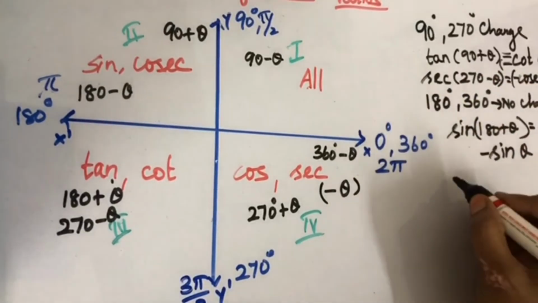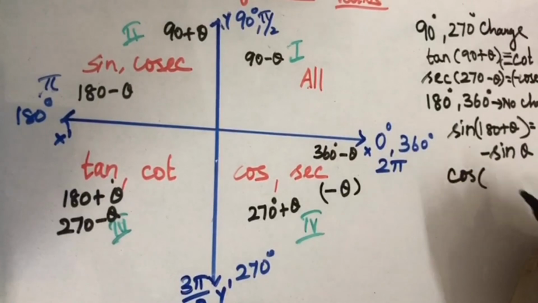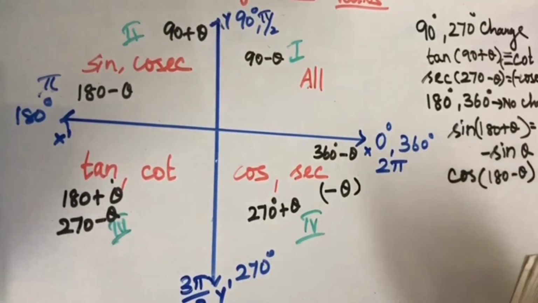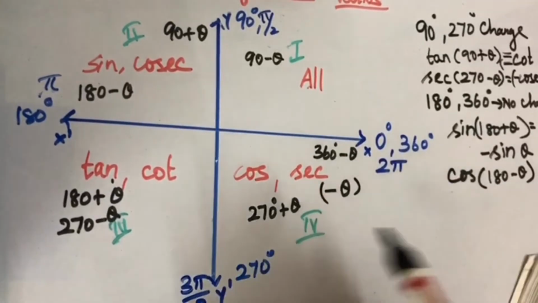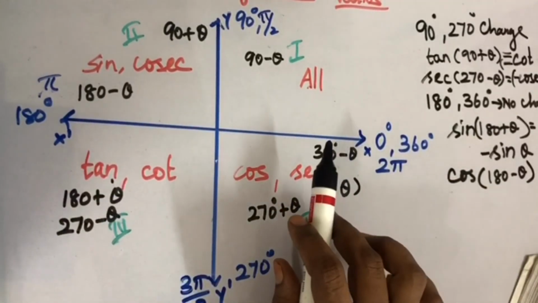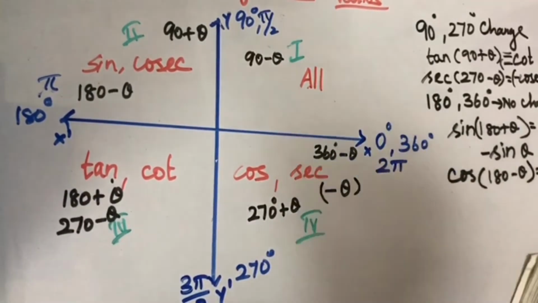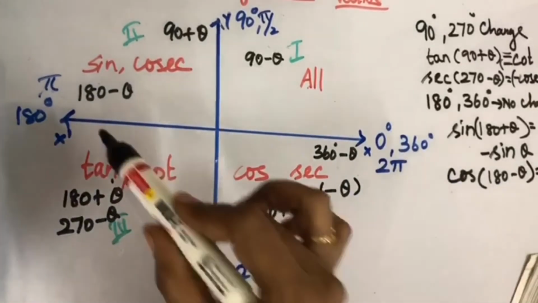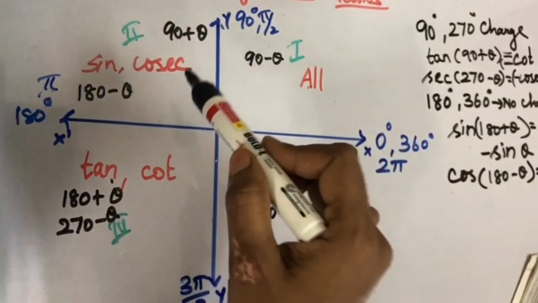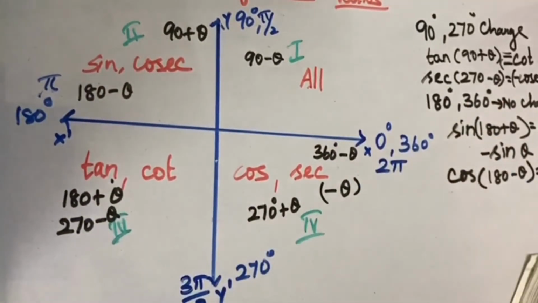Next, cos 180 minus theta. If it is 180, there is no change in the ratio, isn't it? So it remains cos theta. What about the sign? 180 minus theta lies in the second quadrant. In the second quadrant cos is negative, so it is minus cos theta.